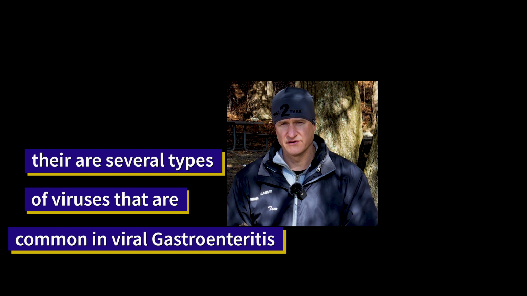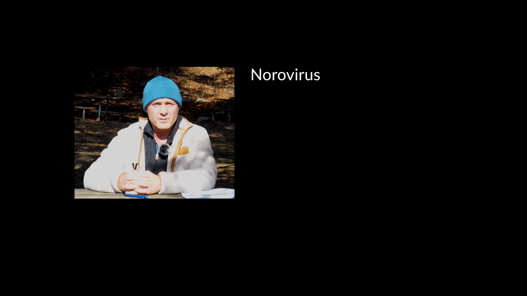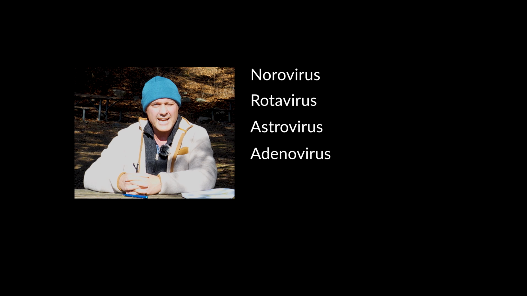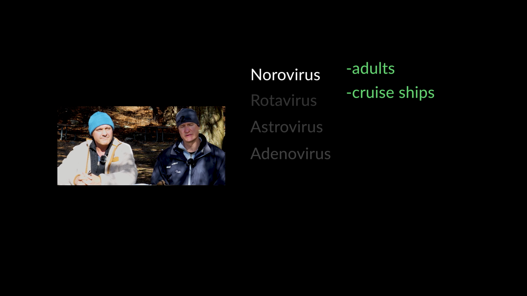There are several types of viruses that are common in viral gastroenteritis. Norovirus is the most common, then rotavirus, astrovirus, and adenovirus. Norovirus causes gastroenteritis in adults typically. For example, those people who are on cruise ships, when there are outbreaks, they're typically caused by the norovirus. It's a cruise ship virus. Just be careful on the cruise ships. The symptom onset of the norovirus is 12 to 24 hours. Very quick. And the duration of the illness or your symptoms are 1 to 3 days.